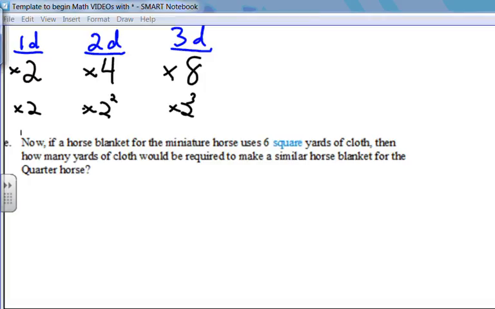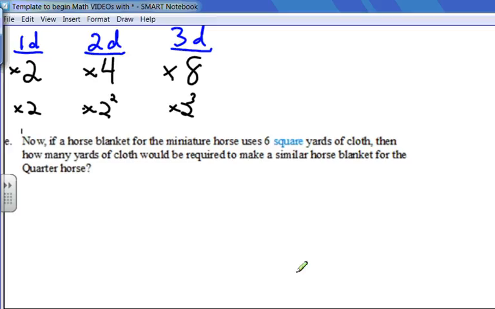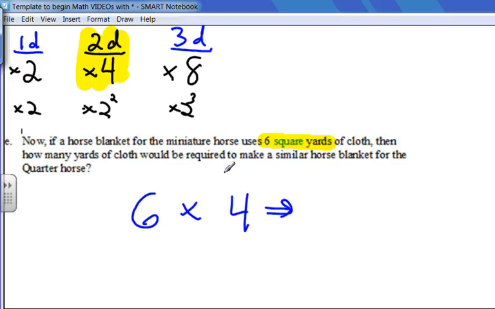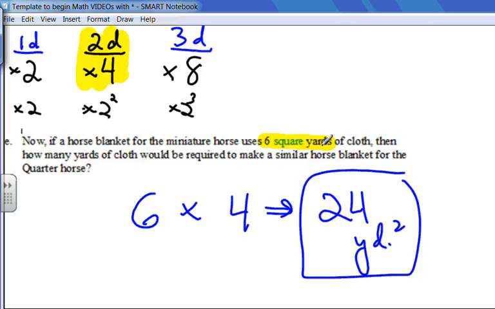For the amount of material needed to make a blanket, we're talking about covering a surface area of the horse. We're talking about 2 dimensions, square units. So our scale factor will be times 4. And anything that's measured in 2 dimensions, square units, for the small horse, will be multiplied by 4 to get the equivalent amount of space area for the large horse. Alright, so in this problem, if the miniature horse uses 6 square yards, we'll have to multiply that by 4. The American Quarter Horse will use 24 square yards of cloth for its blanket.